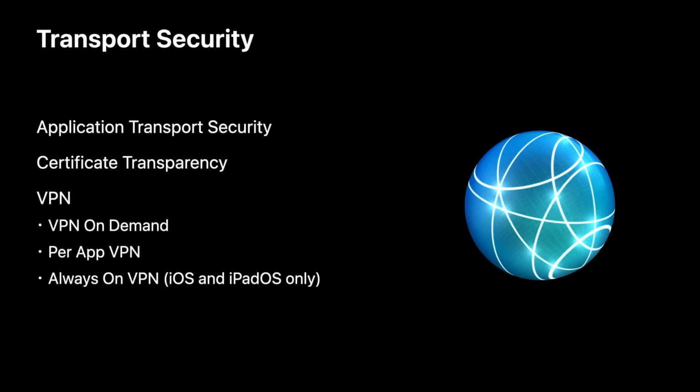iOS and iPadOS, meanwhile, also support always-on VPN. This can be configured for devices managed through an MDM solution and supervised using Apple Configurator 2, Apple School Manager, or Apple Business Manager. Always-on VPN eliminates the need for users to turn on VPN to enable protection when connecting to cellular and Wi-Fi networks.